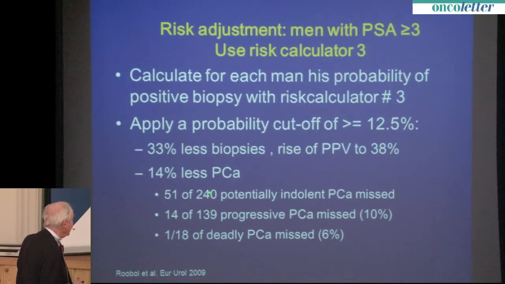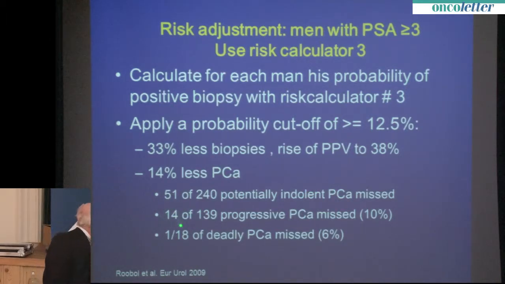Now, that is the downside. However, of the 240 potentially indolent cancers, only 51 were missed. However, she missed 14 of the 139 progressive cases, and that is 10%.